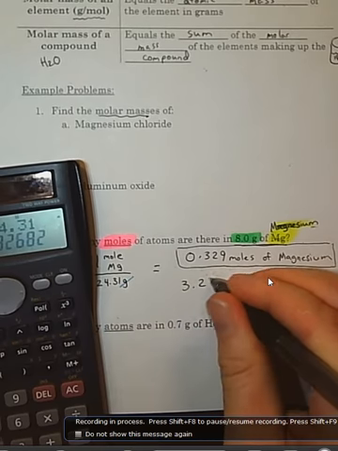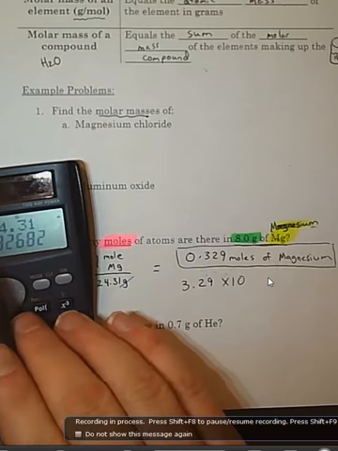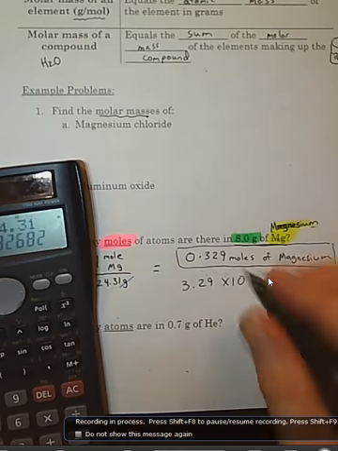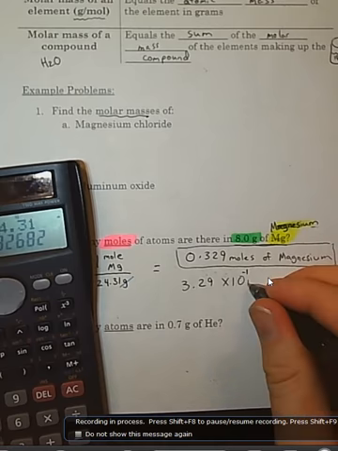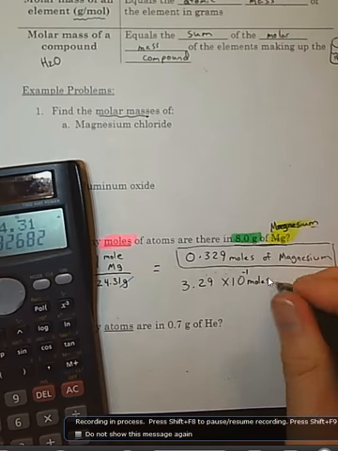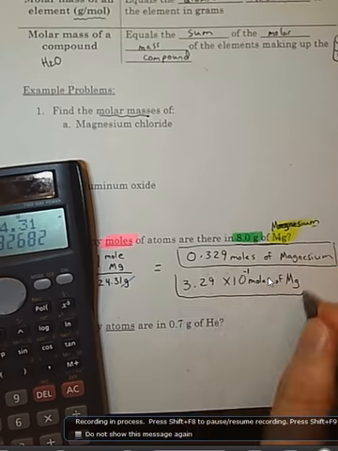3.29 times 10. Once again, this number was small when it was out of scientific notation. So we're going to write it as to the negative first. Same thing, you have to have a unit. This is still moles of Mg. Okay, so this is our number in scientific notation.